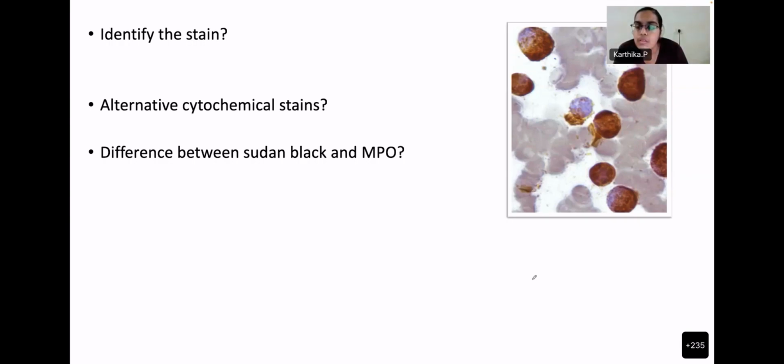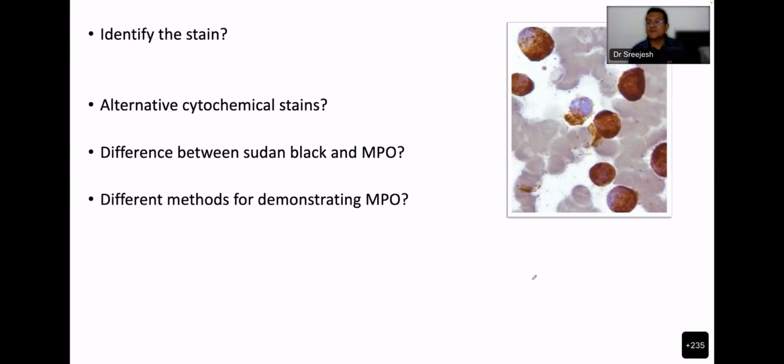So Sudan black B just stains the lipid membrane, which is containing the myeloperoxidase enzyme. So it's not actually specific. It just stains the lipid membrane which is holding the myeloperoxidase. But the myeloperoxidase cytochemistry is a functional test. You see, if the enzyme is not active, the MPO will not be positive. Okay. So Kartika, what are the different methods for demonstrating myeloperoxidase?